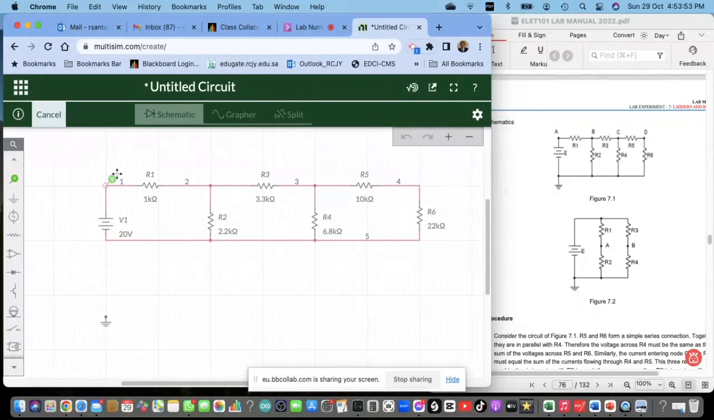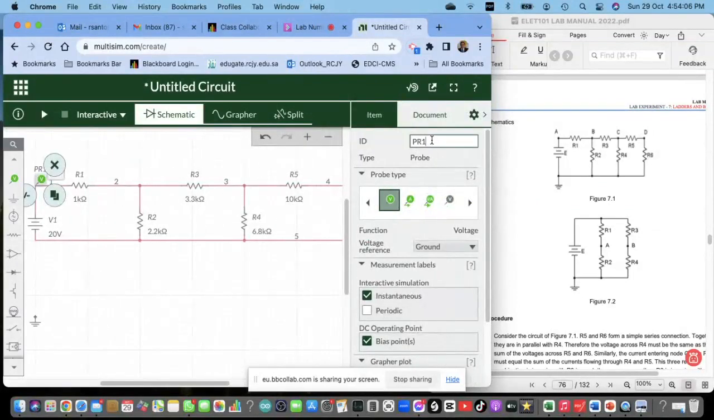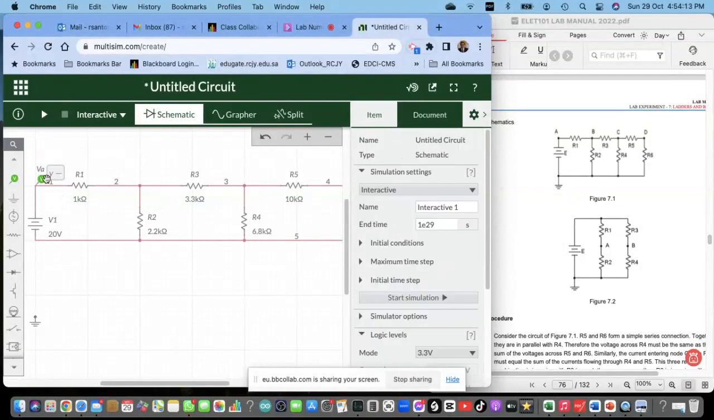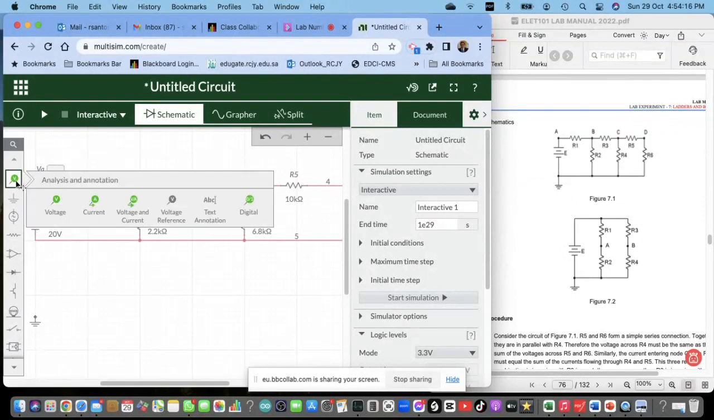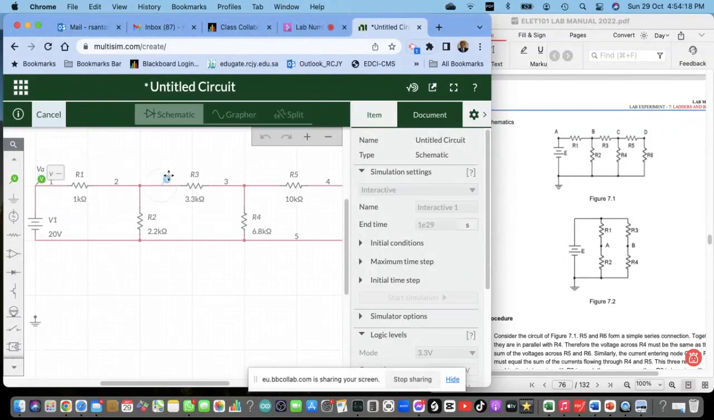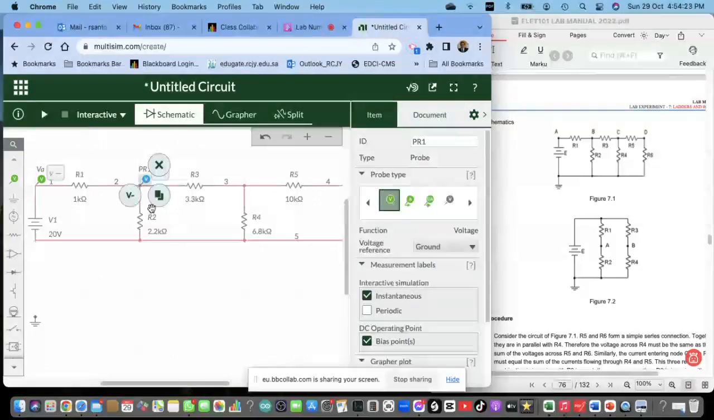Put the instrument at point A of the circuit. You can change the ID or the label, which is VA. So this will measure VA. Another one, point B. So this is point B here. This one will measure VB.